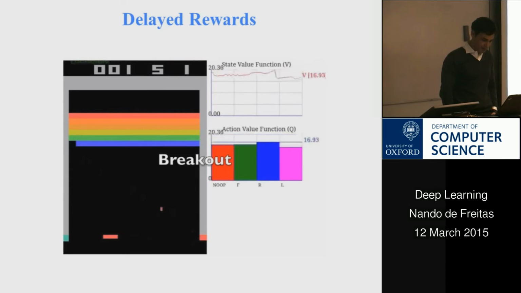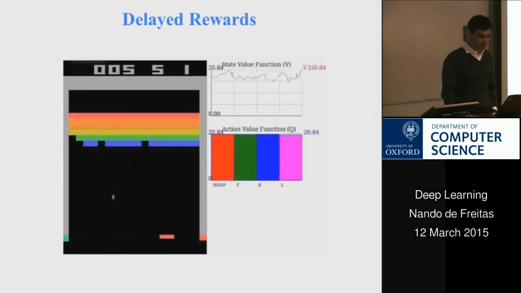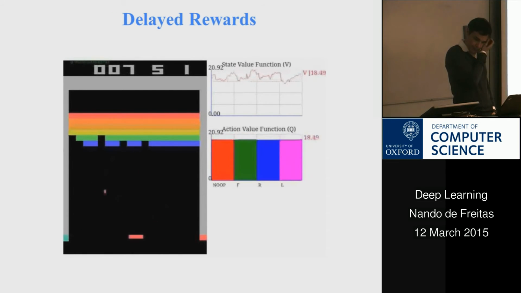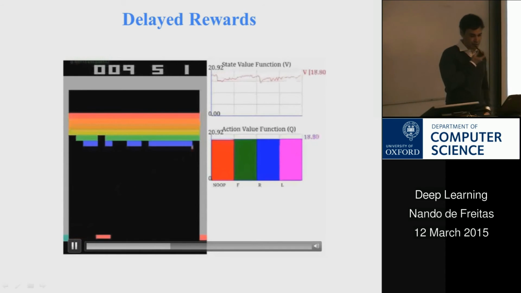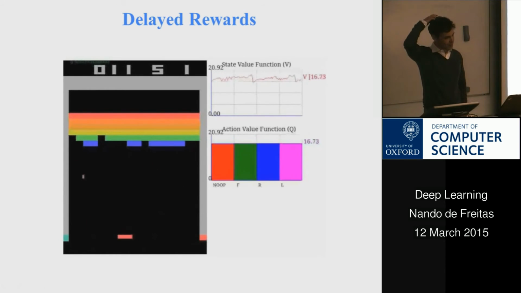And it learns to do this. It learns to play things. It learns to do things even though there's delayed reward. And I think what Vlad's plotting here is basically the Q functions. It tends to have very similar Q functions.